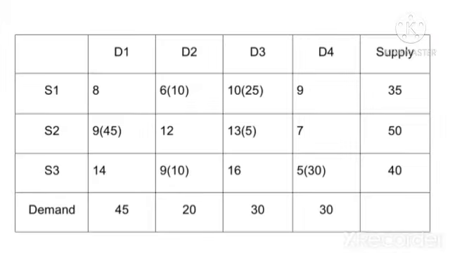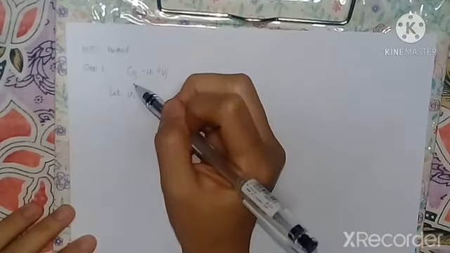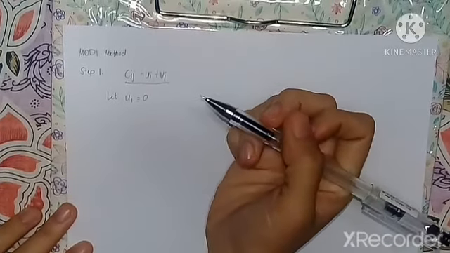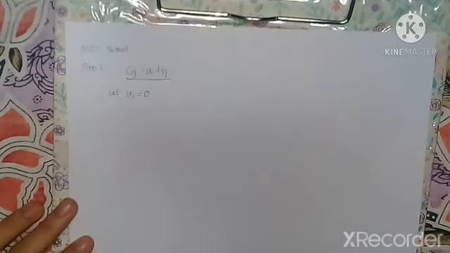To have our MODI method, we are going to use this data from the Vogel's approximation method. As you can see in the table, we have 6 allocated cells that we are going to use to solve our MODI method. Step 1 is finding Ui and Vj for all occupied cells, using this formula where Cij is equal to Ui plus Vj.